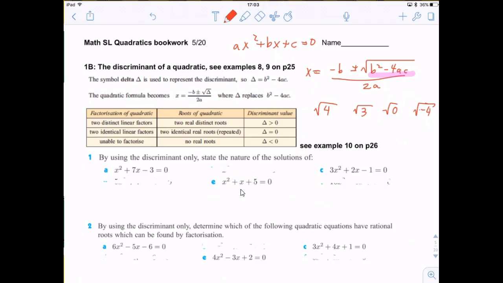Page 5 of quadratics. This is a really important page. Do you see and remember that the standard form of the quadratic equation is ax squared plus bx plus c equals 0? Well, the equals 0 is only sometimes, okay? When does the quadratic equation equal 0?